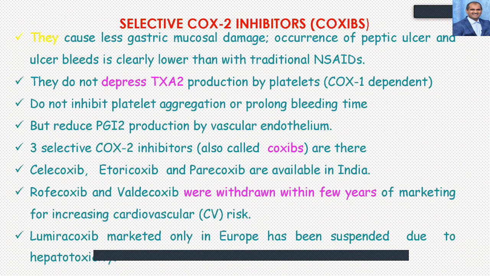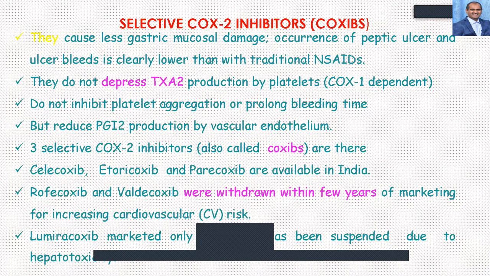And they do not depress thromboxane A2 production by the platelets, whereas TXA2 is COX-1 dependent. That means they do not have very good analgesic anti-inflammatory property. They reduce PGI2 production by the vascular endothelium, and the selective COX-2 inhibitors are also called COXIBs. Three examples are celecoxib, etoricoxib, and parecoxib. They are available in India for human use.